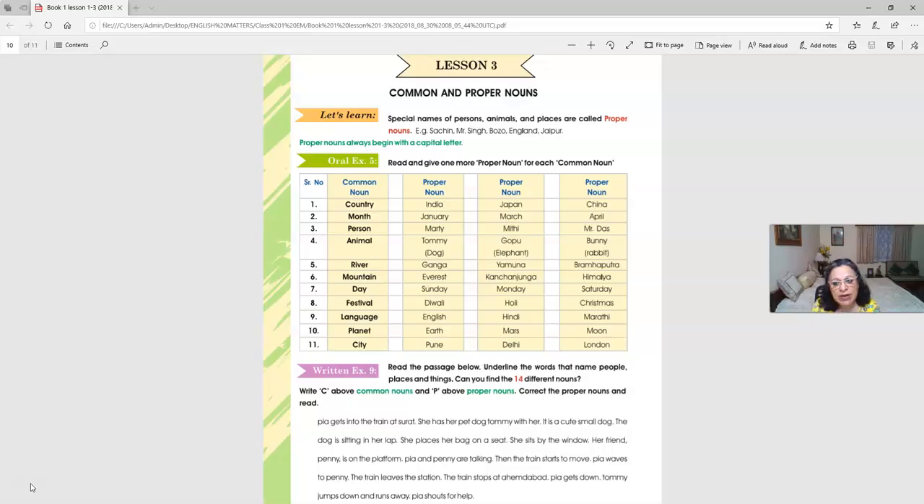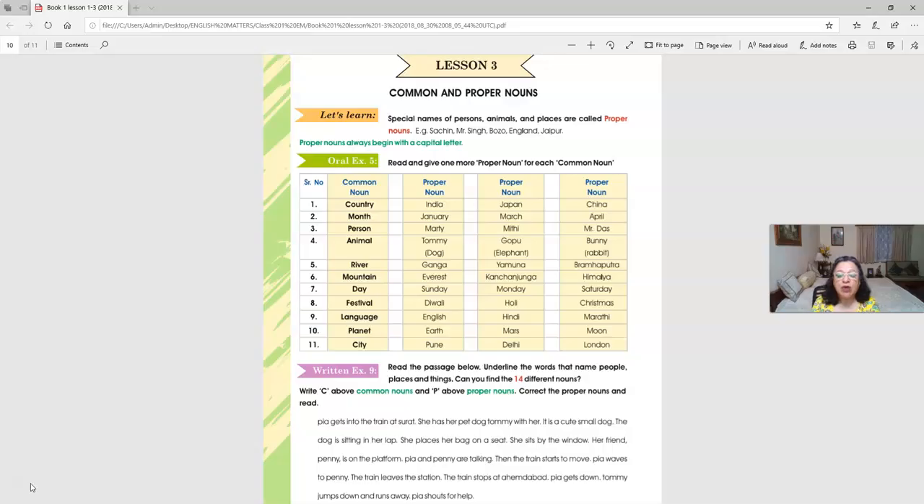The difference is that a common noun is common to anybody or anything. But a proper noun is the name of that particular place or animal or thing or month, a particular one. So proper nouns always start with a capital letter. But common nouns, they start with a small letter. Proper nouns always begin with a capital letter. Now, your name, you start with a capital letter because it is a proper noun.